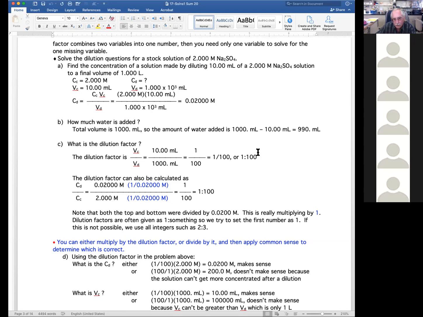Sometimes they show it this way. But we could also calculate the dilution factor from the ratio of the two concentrations. We made a 0.02 molar solution from a 2 molar solution. I could just move decimal places over to get 1 to 100, but here's another way: I take this one and divide by itself in order to get a 1, and I have to do the same thing down here. I get a 100.